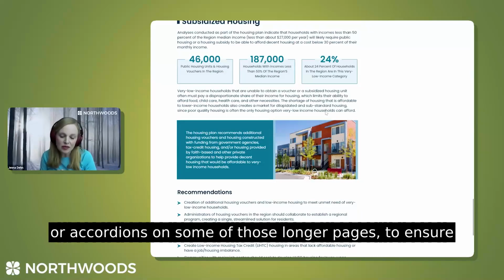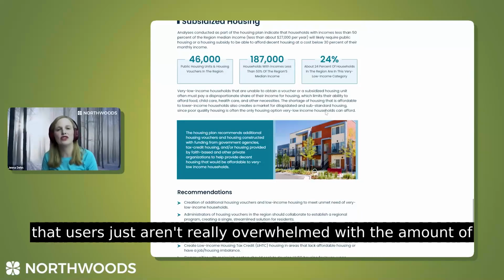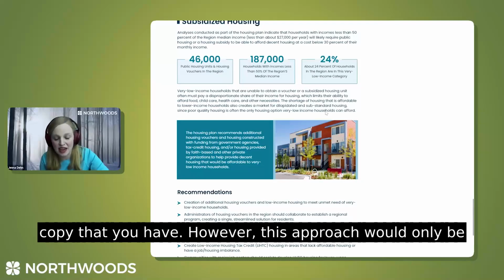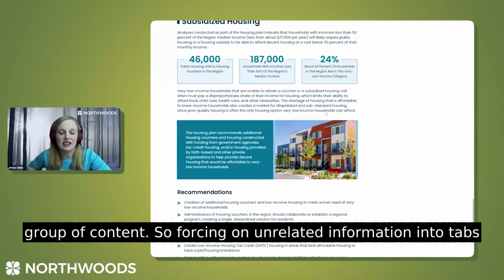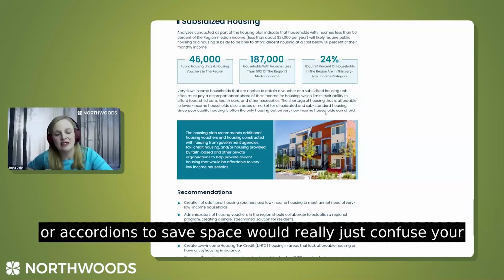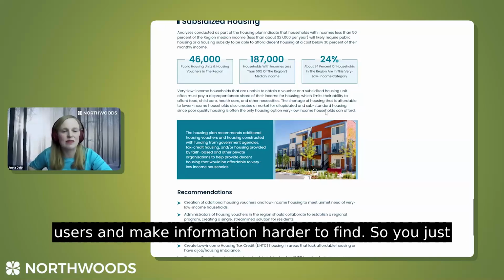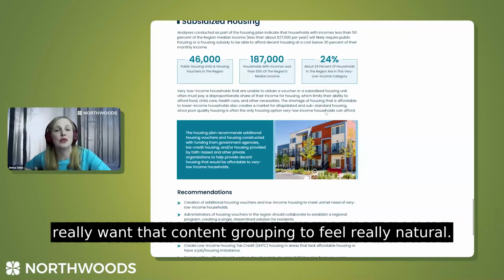Other things you can consider for long pages like this are what we saw previously with the tabs or accordions, to ensure that users aren't overwhelmed with the amount of copy. However, this approach should only be used if there's a natural and logical way to group that content. Forcing unrelated information into tabs or accordions to save space would just confuse your users and make information harder to find. You want that content grouping to feel really natural.